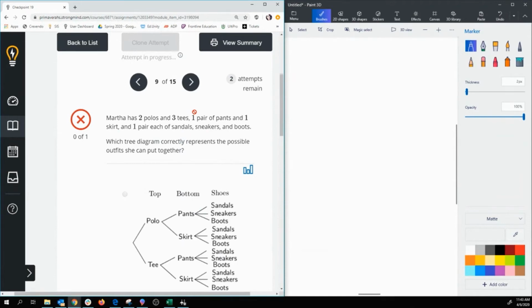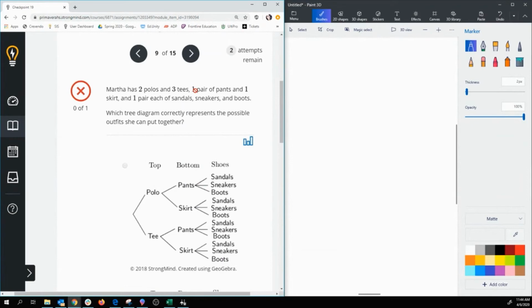Naira, were you able to find this as well? Okay. So notice how she has 1 pair of pants and 1 skirt. If I look at this tree diagram, she has 1 pair of pants and 1 skirt. That's good. Then it says she has one pair of each, sandals, sneakers, and boots. So this very last column with the 3 different options is also good because she has one of each of those types of shoes.